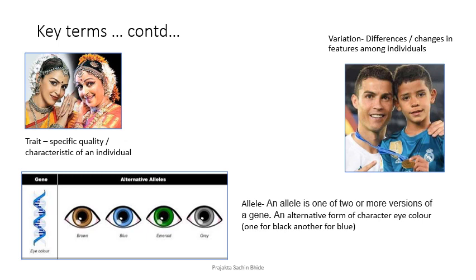Same way, when it comes to height, there could be an allele from one parent which is for tallness, and the other from the other parent which is for dwarfness. We will talk about it a little more in the coming slides.